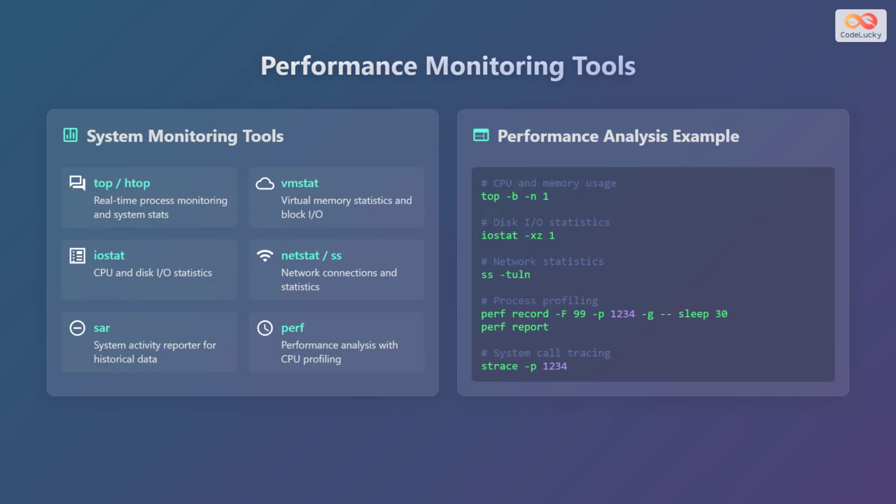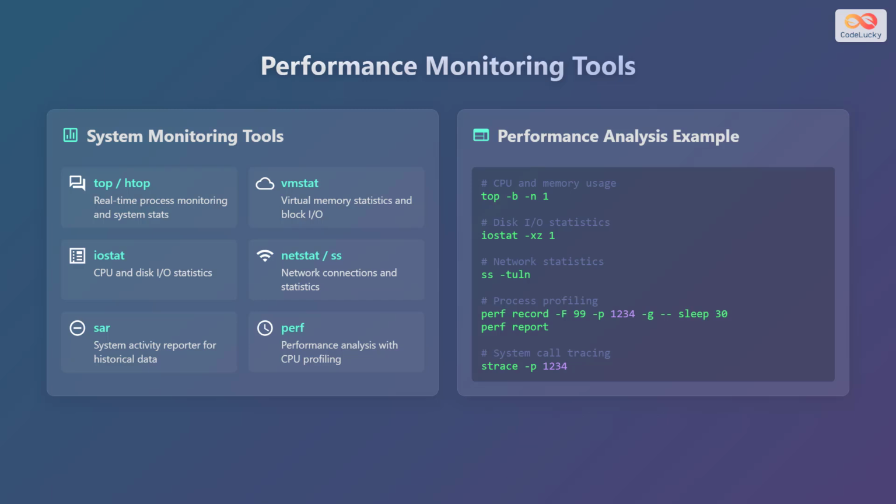To effectively tune operating system performance, it's essential to use the right monitoring tools. Several system monitoring tools are available. Top provides real-time process monitoring and system statistics, allowing you to see CPU, memory, and process usage. VMstat, which stands for Virtual Memory Statistics, provides virtual memory statistics and block input-output information, helping you identify memory-related bottlenecks.